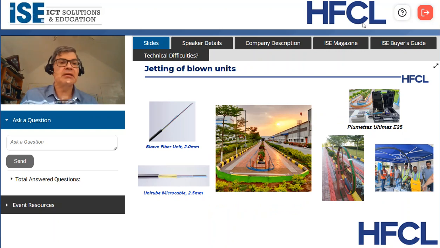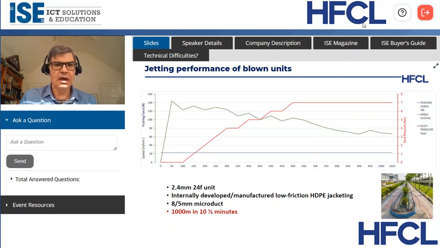Last potential option is jetting. We have a jetting test track at our facility in Hyderabad, India, shown here, and a Plumettaz Ultimaz E25 battery-powered small unit. And we have a number of different blown micro units that work in this application.